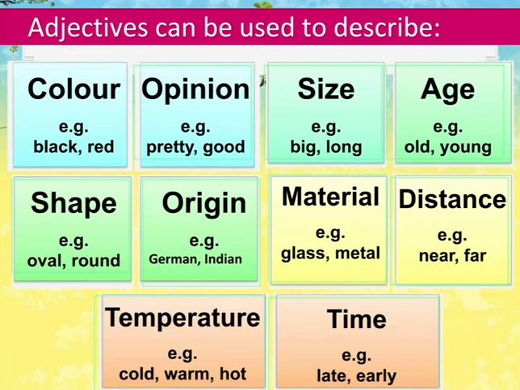Now adjectives can be used to describe color, whether the color is black or red. Opinion, pretty or good. Size, whether it's big, long, short. Age, old or young. Shape, whether it's oval, round, rectangle, square. Origin, whether the person is German, Indian, French, American. Material, glass or metal. Distance, near or far. Temperature, whether it's cold, warm, hot. Time, late or early.